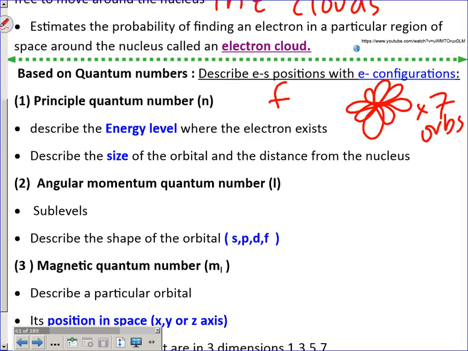So sometimes we have to describe information about the orbital, like where is it at? How big is it? How many electrons can fit in it? So these are the descriptors of those. The first descriptor is called the principal quantum number. We label it N. Where have you seen N before?